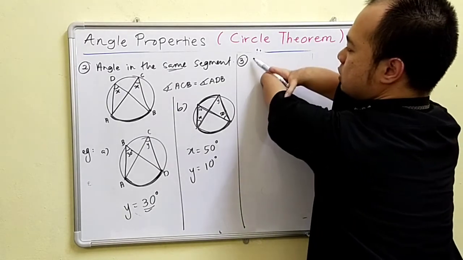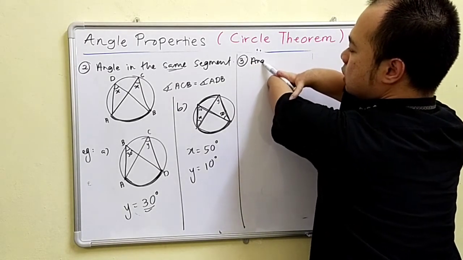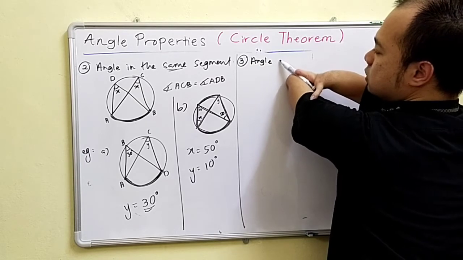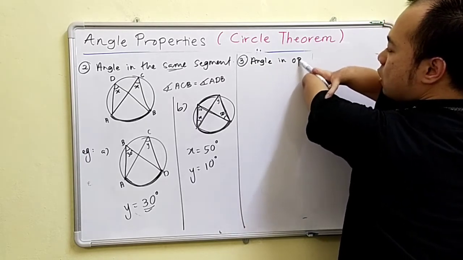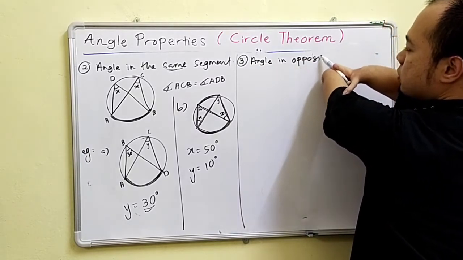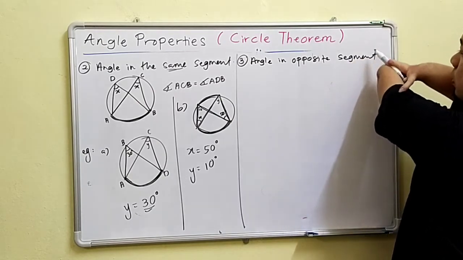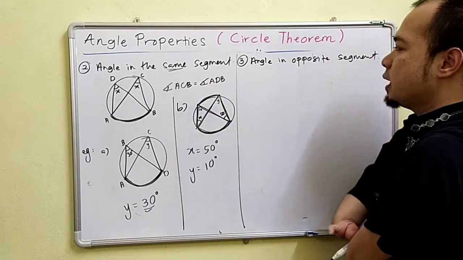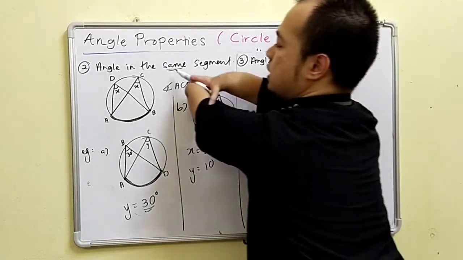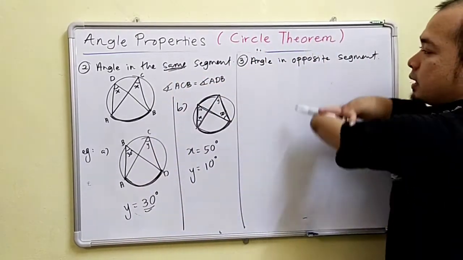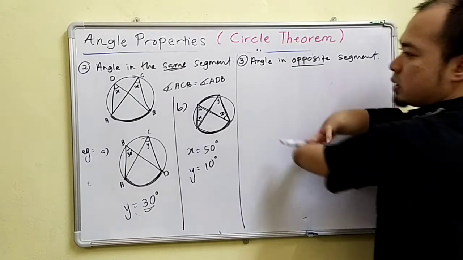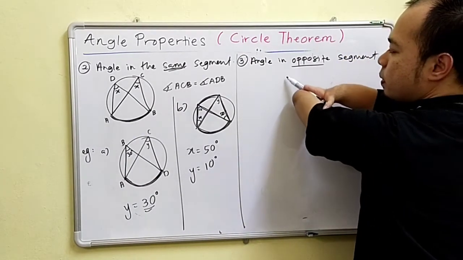Okay, properties number 3, angle in opposite segment. Okay, what about the angle in opposite segment? This is angle in the same segment. The next one, in the opposite segment. How does it look like?